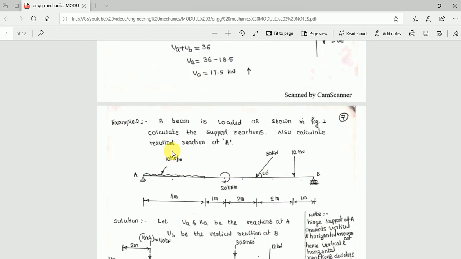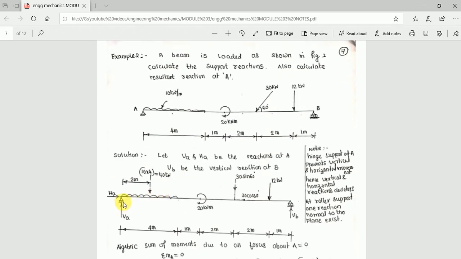Now we have to find one more thing they have asked. We have done the support reactions, now also calculate the resultant reaction at A. So how to find the resultant reaction at A? See here, VA and HA are the two support reactions acting. Instead of these two support reactions, if I apply a single support reaction which produces the same effect as produced by these two, then that itself is called the resultant reaction.